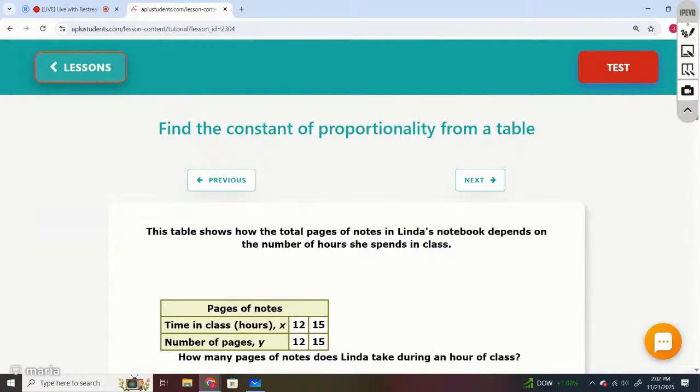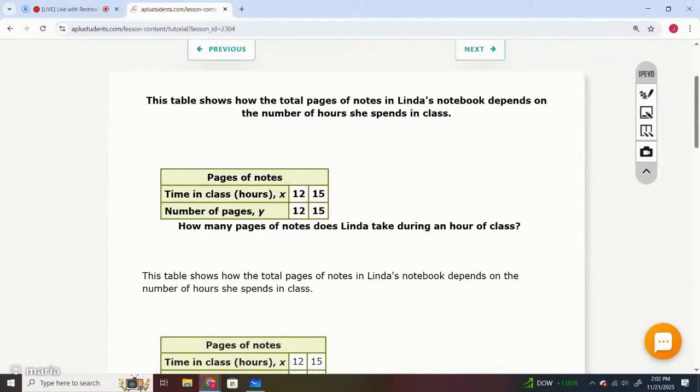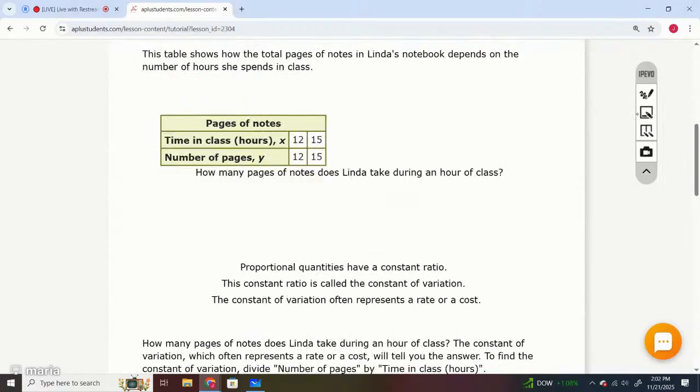The table shows how the total number of notes Linda takes depends on the number of hours she spent in class. So we are given a table that represents the time in class and the number of pages. How many pages does Linda take during an hour of the class, right? So let's look at the table. We have two horizontal rows. They are time in class, that is x, and number of pages, that is y, right?